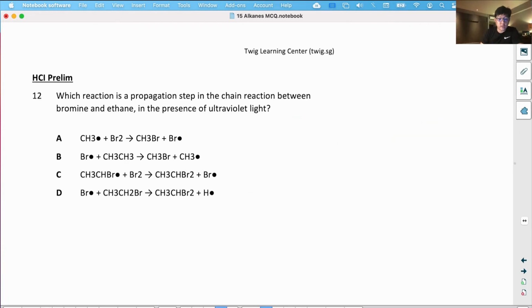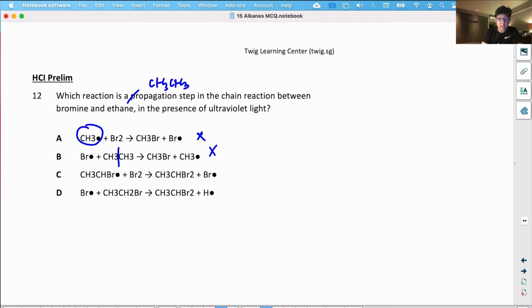Okay, let's look at question 12. Which reaction is a propagation step in the chain reaction between bromine and ethane? So because it's ethane, which is CH3, CH3, you can't have this radical. Okay, so that's out. For the next one here, you are breaking this bond, right? It shows that as if you're breaking this bond, which is not possible. It doesn't break the CC bond. So this is also out.